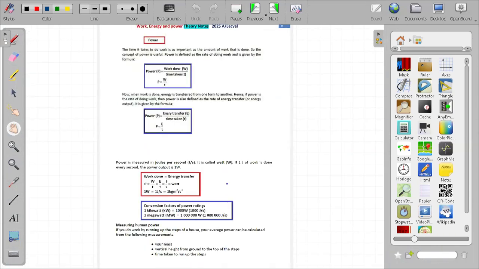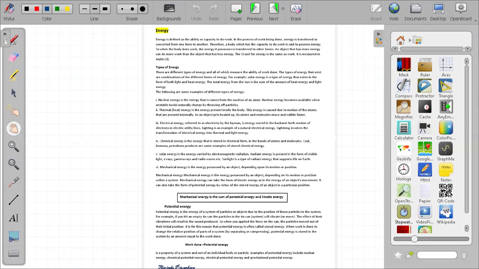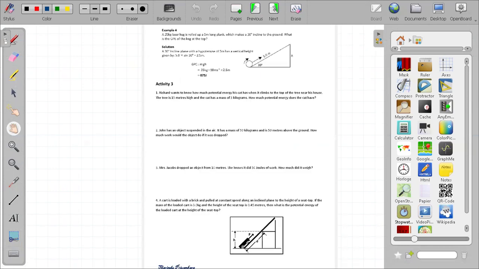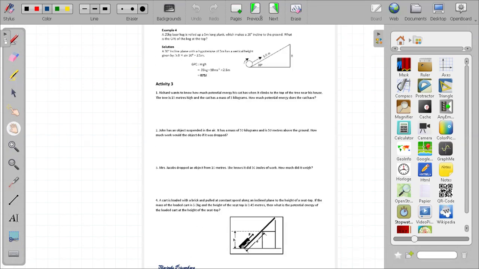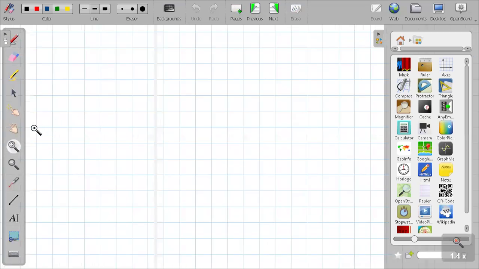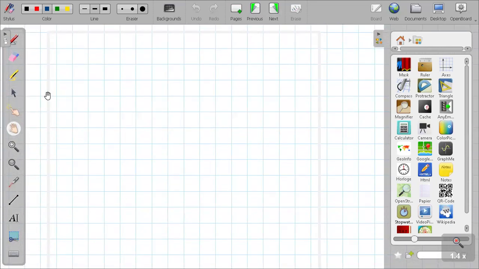Right. Before going for power, we'd better go for a new theory part, kinetic energy. We have to go for kinetic energy theory. So open a very important theory note. Kinetic energy.